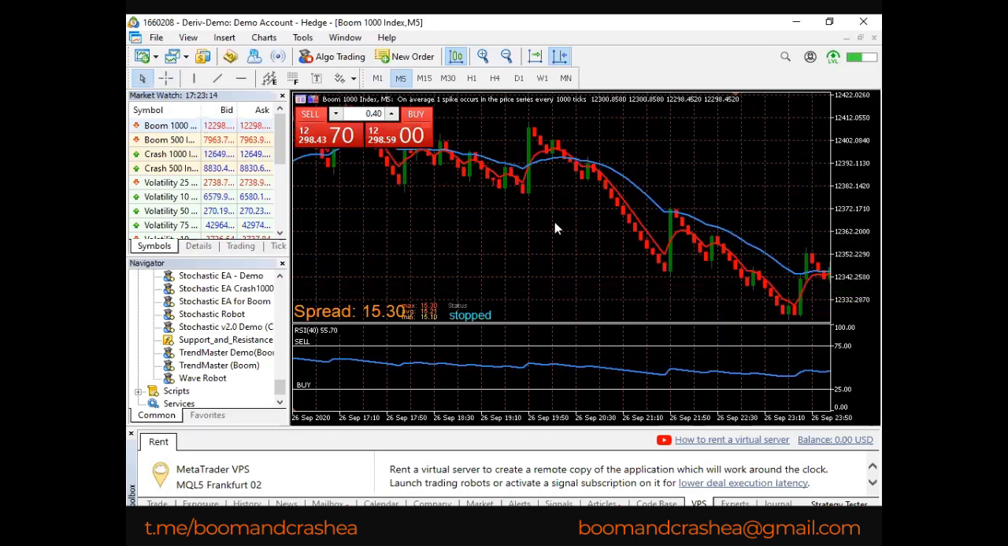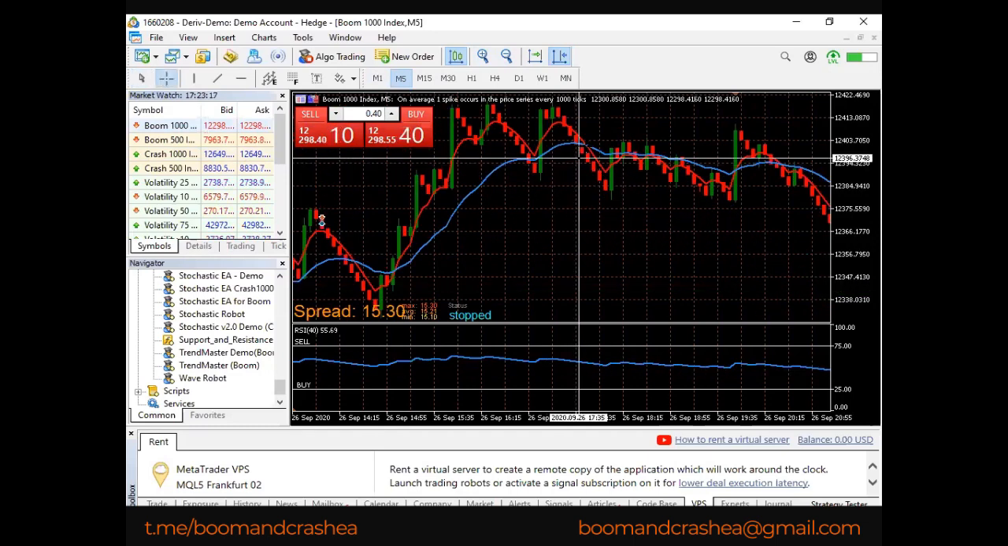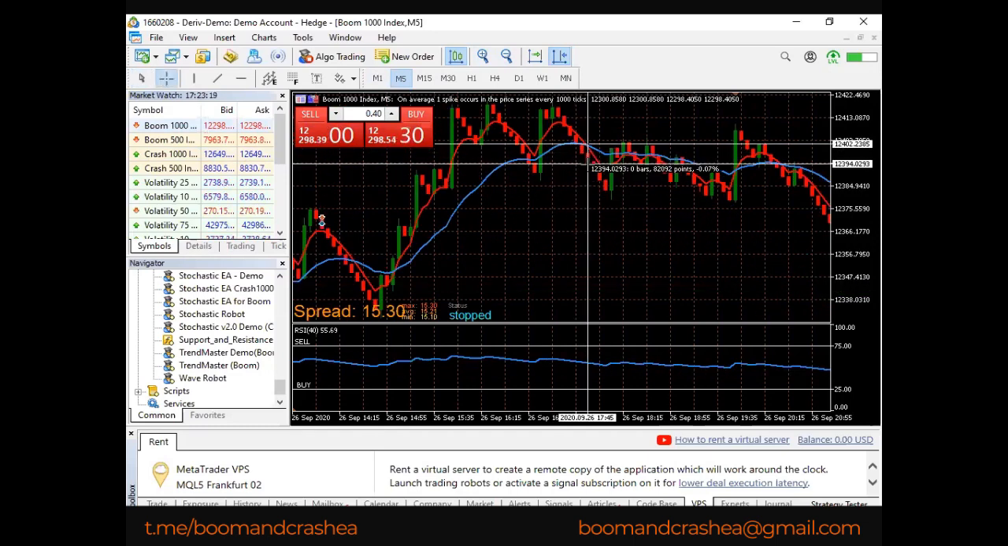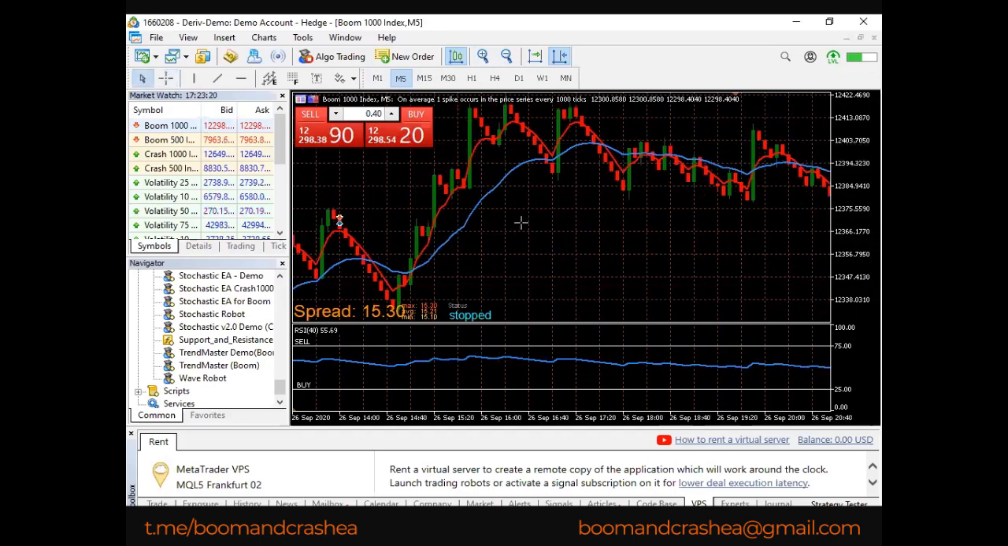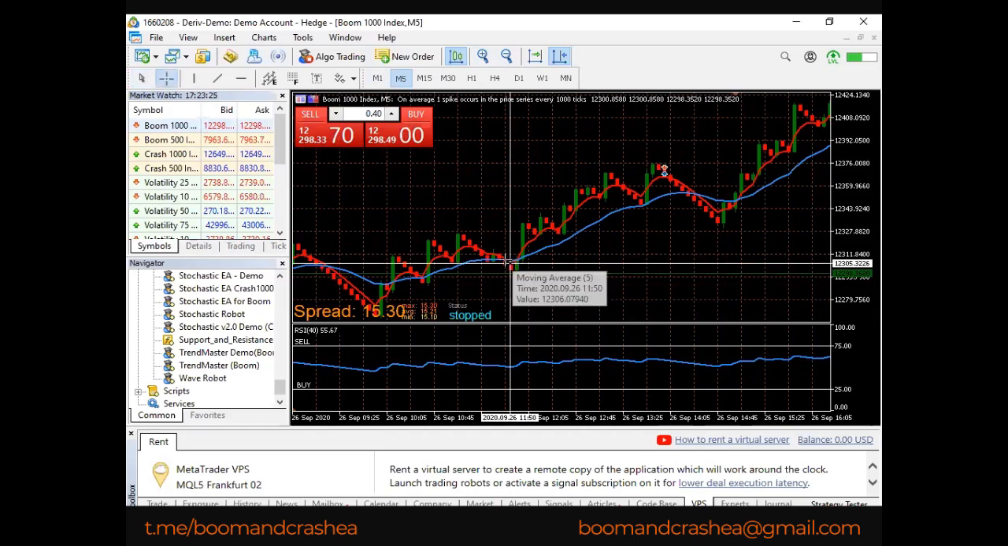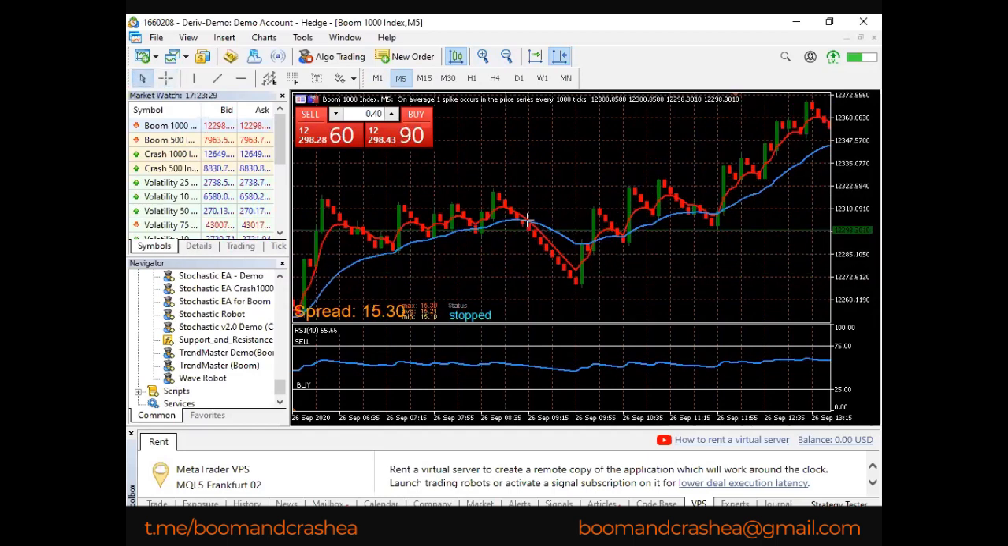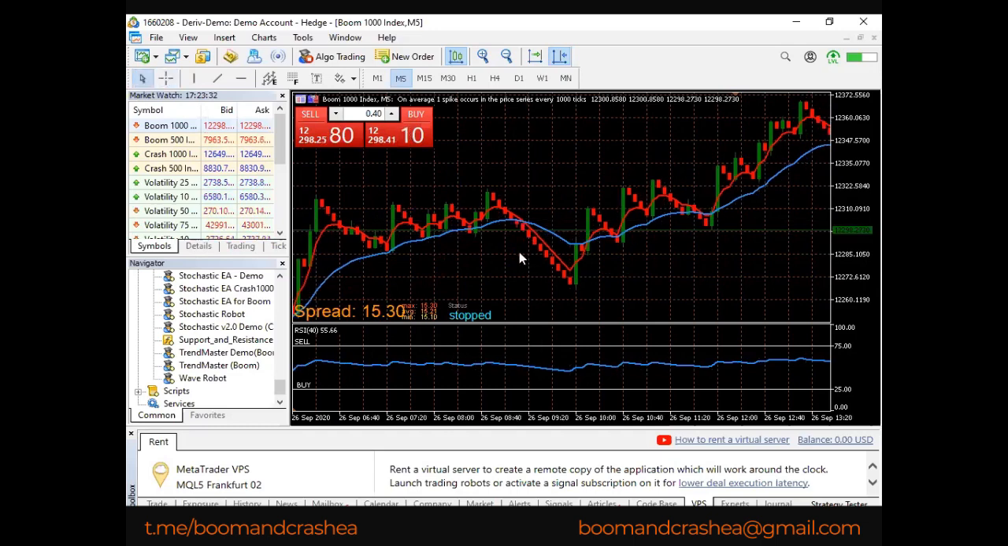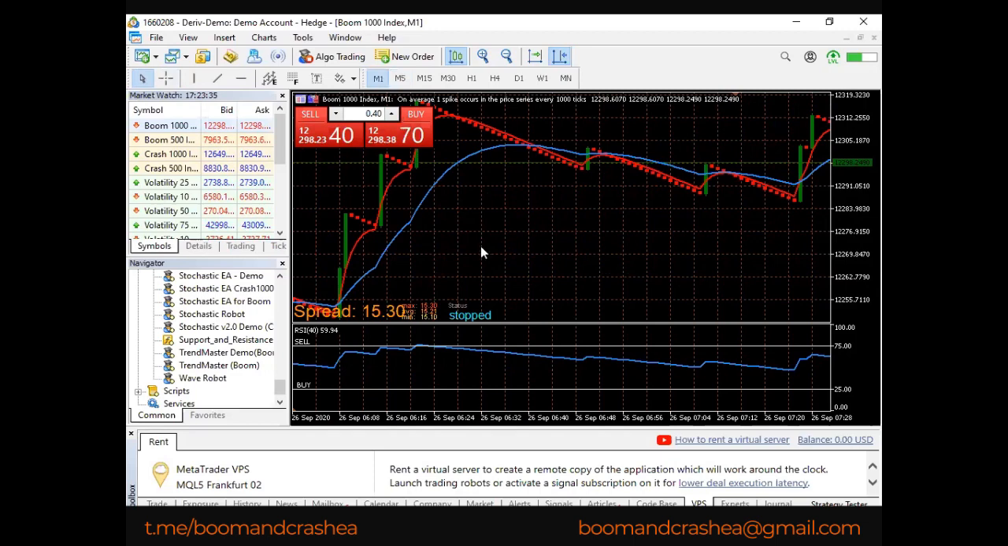Just look for one 5-minute candle here. When it crosses, you sell for 5 minutes, which is one candle, and you are good to go. So with 1 minute and 5 minutes, you can take advantage of it.